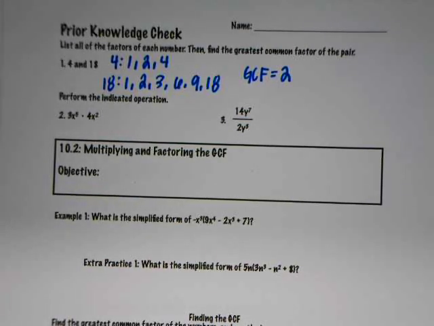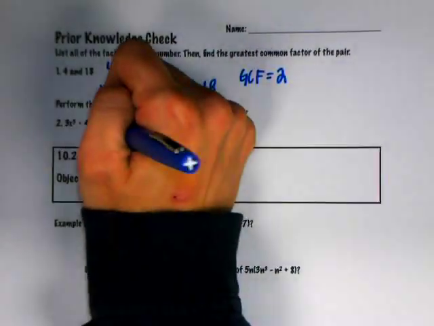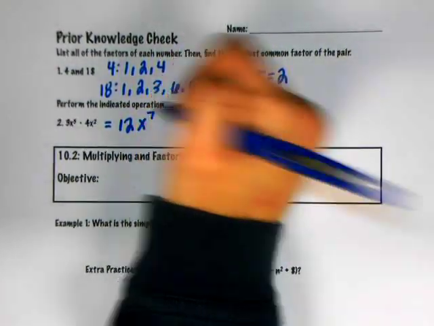Good? Okay, so perform the indicated operation. Number 2, we are multiplying. Do we remember what to do with exponents when we're doing multiplication? Add them. Yep. So you do 3 times 4, which is what? 12, and then x, add the exponents, to the 7th. Yep.